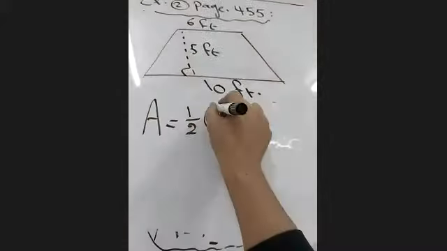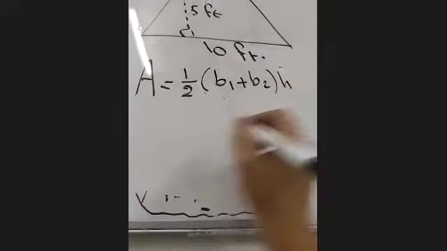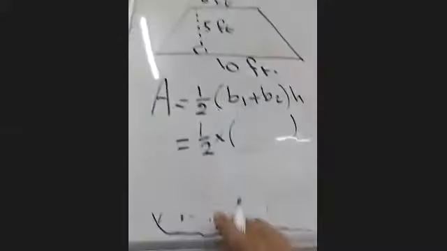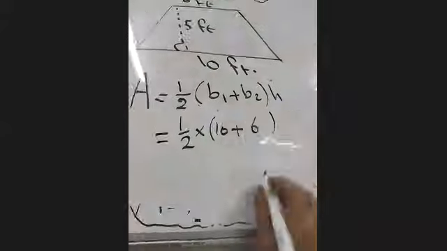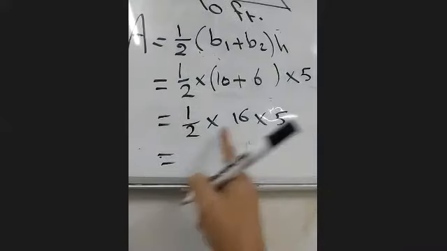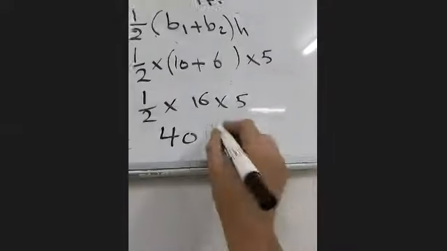Half, base 1 plus base 2, then multiplied by the height. Yalla, A equals half multiplied by 10 plus 6, half multiplied by 16 multiplied by 5. Good. Now half of 16 is 8. 8 multiplied by 5 is 40. 40 what? Feet to the power 2. Excellent.